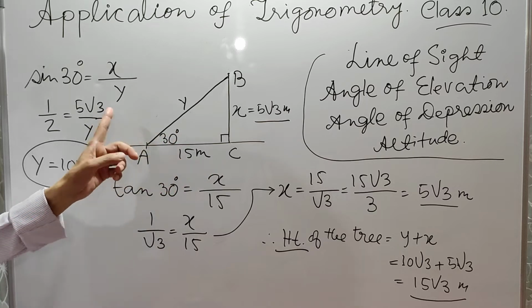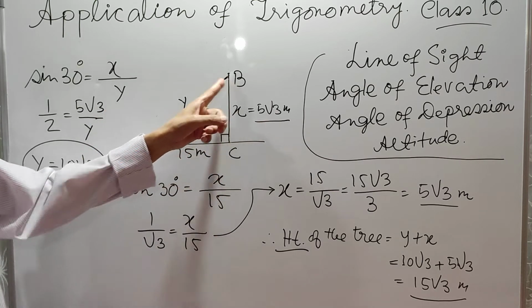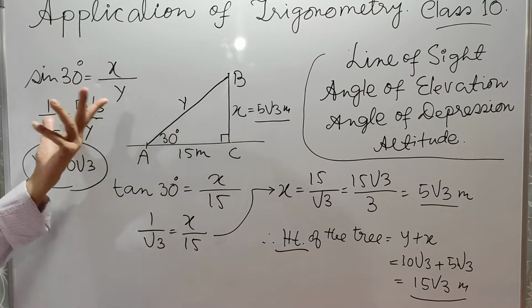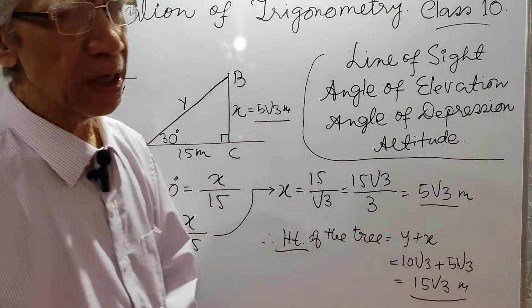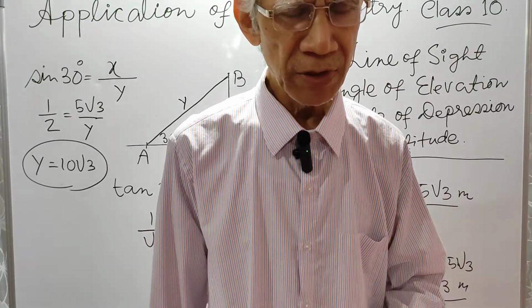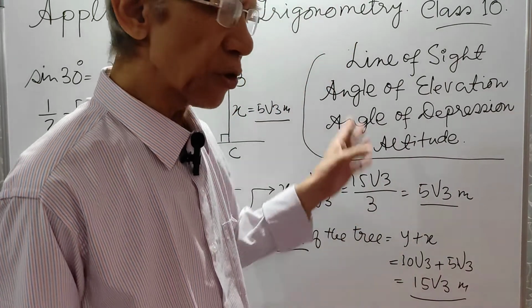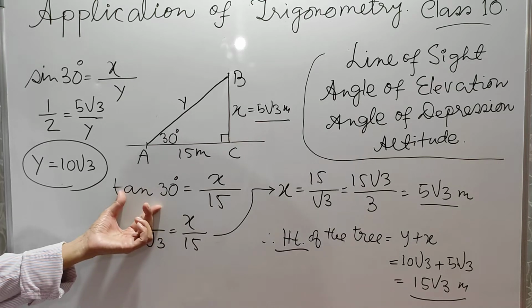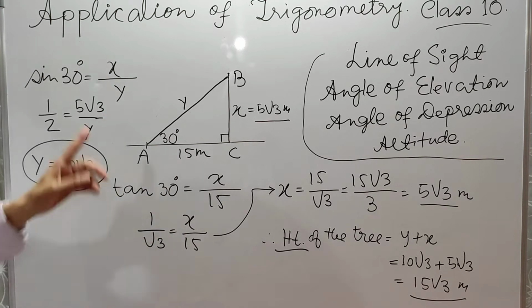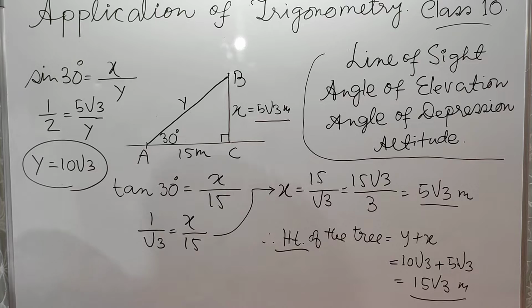So you see, in this problem we used sine. Now if you had used cos, then it would be AC by AB, that means 15 by Y. Then also you will get the same answer. So this is one case where you can use sine or cos. But as I told you, in most of the other problems you will use tan. Even here also, see, we have used tan. So tan values are very important for this application of trigonometry. All right, I hope it is clear. Now let us see another problem.